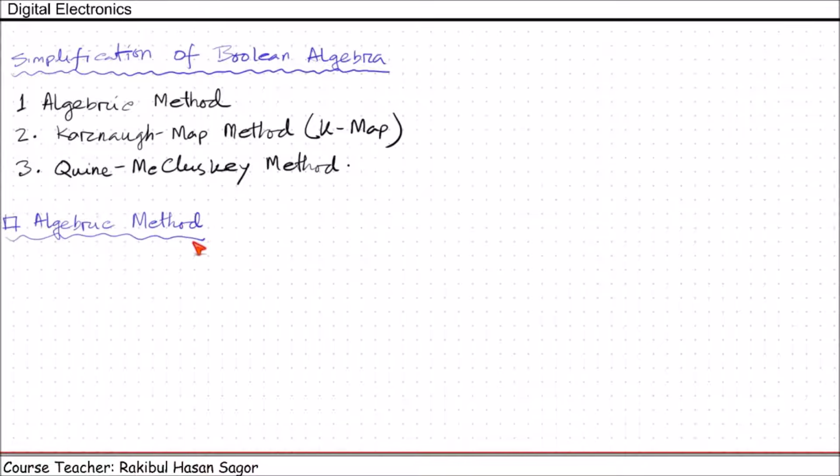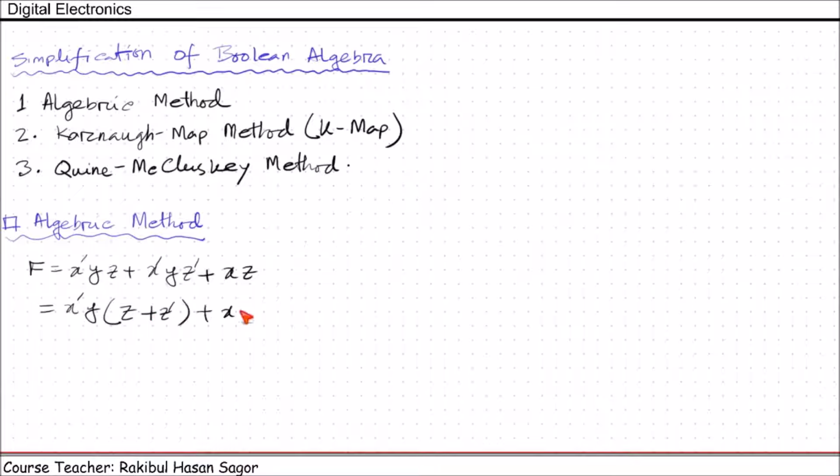In order to simplify any Boolean function by algebraic method, we'll employ all the rules and laws of Boolean algebra that we learned so far. Let us see an example. Suppose we have a function x prime y z plus x prime y z prime plus xz. Now, how can we simplify this? We can take common x prime y from these two sets of variables. Then we'll have z plus z prime and xz. We know z plus z prime will return us 1. So x prime y plus xz.